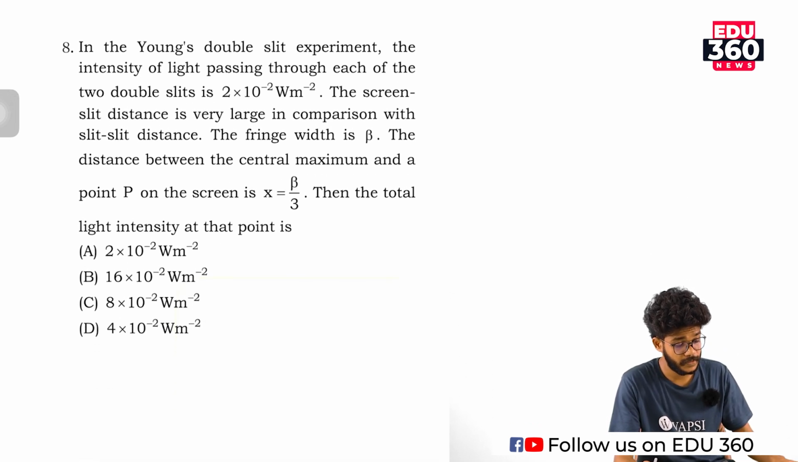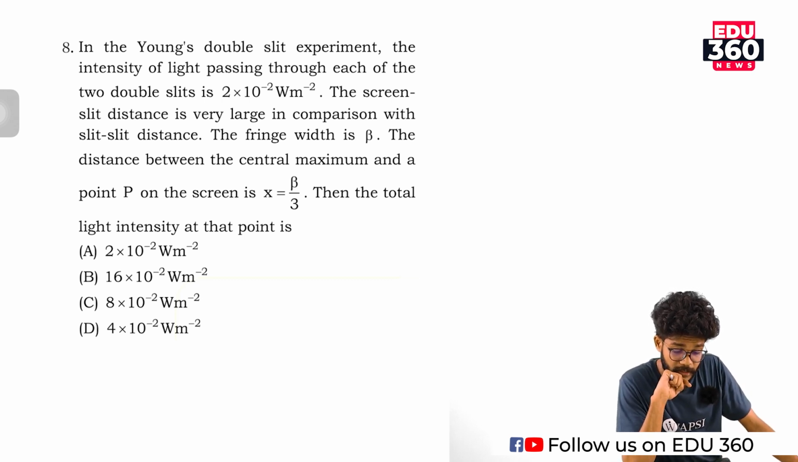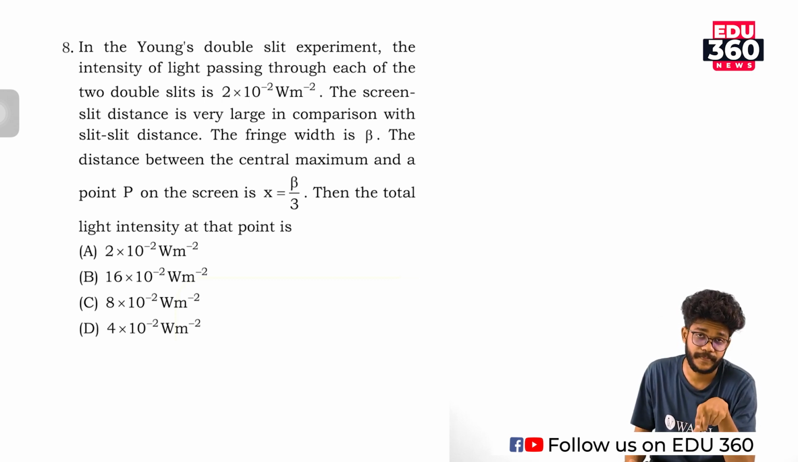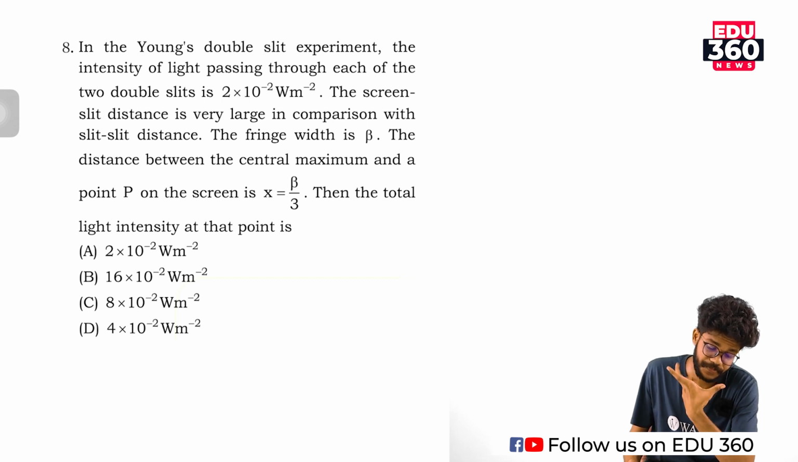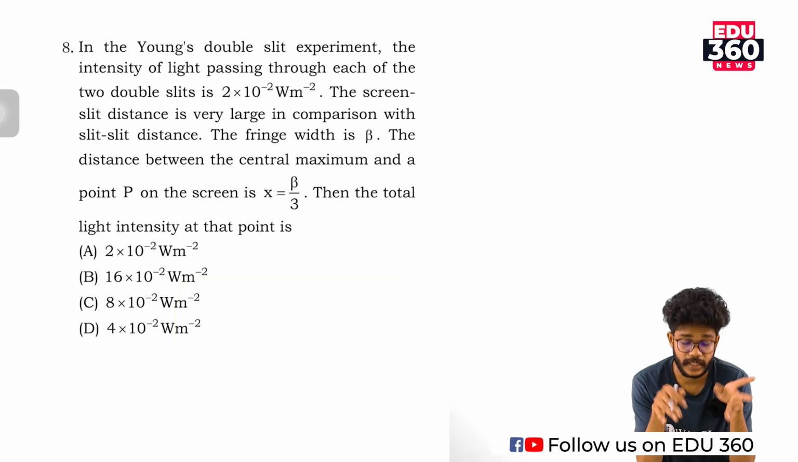to the 8th question. In the Young's double slit experiment, the intensity of light passing through each of the double slits is 2 into 10 raised to minus 2. The screen-slit distance is very large in comparison with the slit distance. That means capital D is very much larger than small d. So beta is equal to lambda into a huge number. The fringe width is beta; they have given it as beta.